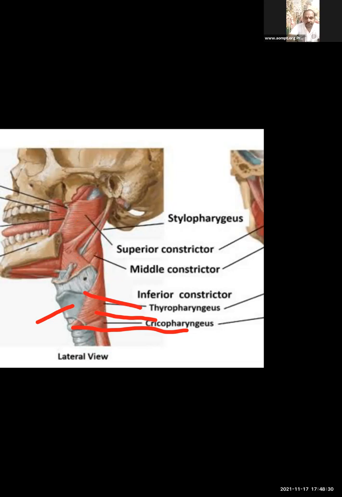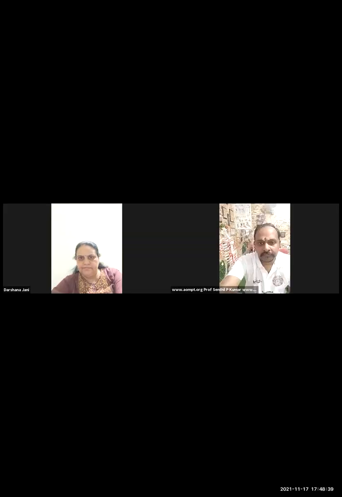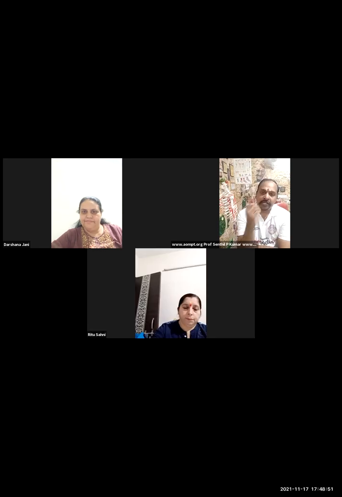Stylopharyngeus. The details will come when you focus on what is simple, as you get familiar with it. So then you go through it, you remember the 5 names, then you remember the additional 3 more names.